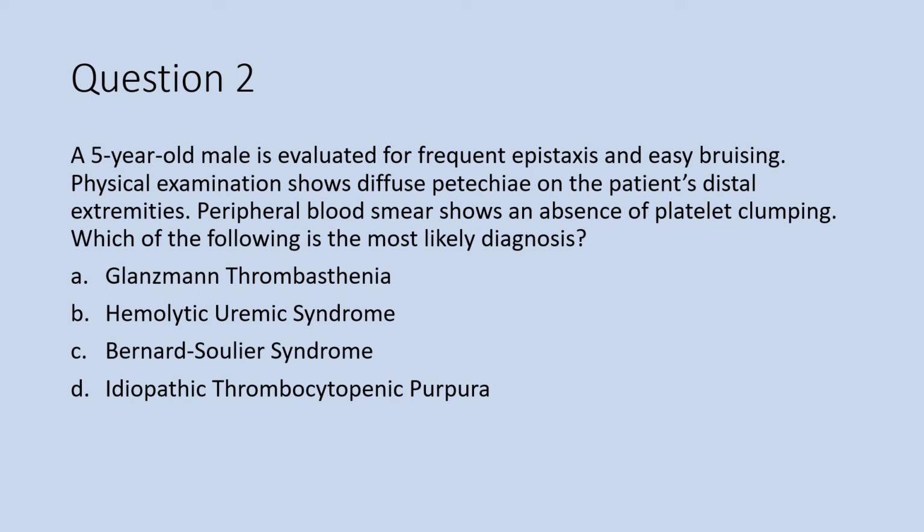So next, question 2. A 5-year-old male is evaluated for frequent epistaxis and easy bruising. Physical examination shows diffuse petechia on the patient's distal extremities. Peripheral blood smear shows an absence of platelet clumping. Which of the following is the most likely diagnosis? A, Glanzmann Thrombasthenia, B, hemolytic uremic syndrome, C, Bernard-Soulier Syndrome, or D, Idiopathic Thrombocytopenic Purpura. Pause if you need to.